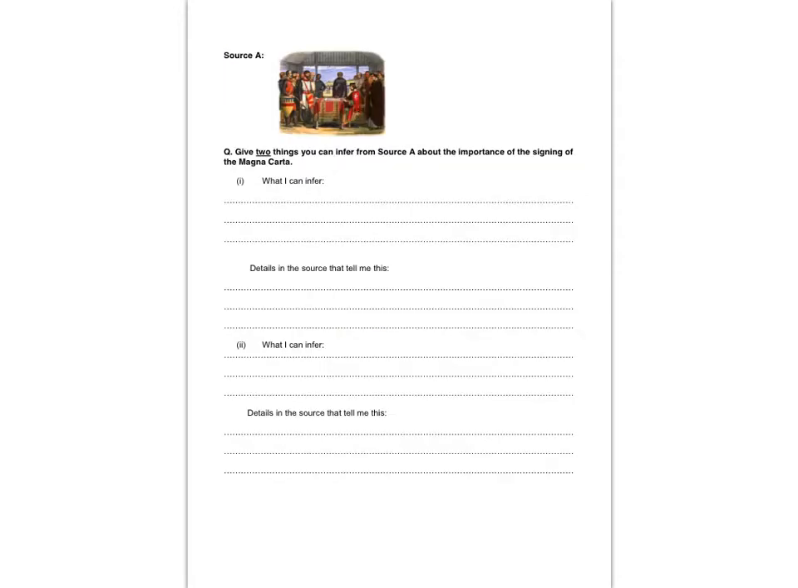Secondly then, the inference question that they've already practiced on several occasions in class. Here's the source here. Give two things you can infer, an educated guess or assumption, from source A about the importance of the signing of the Magna Carta. What the students can infer, details from the source that tell me this.